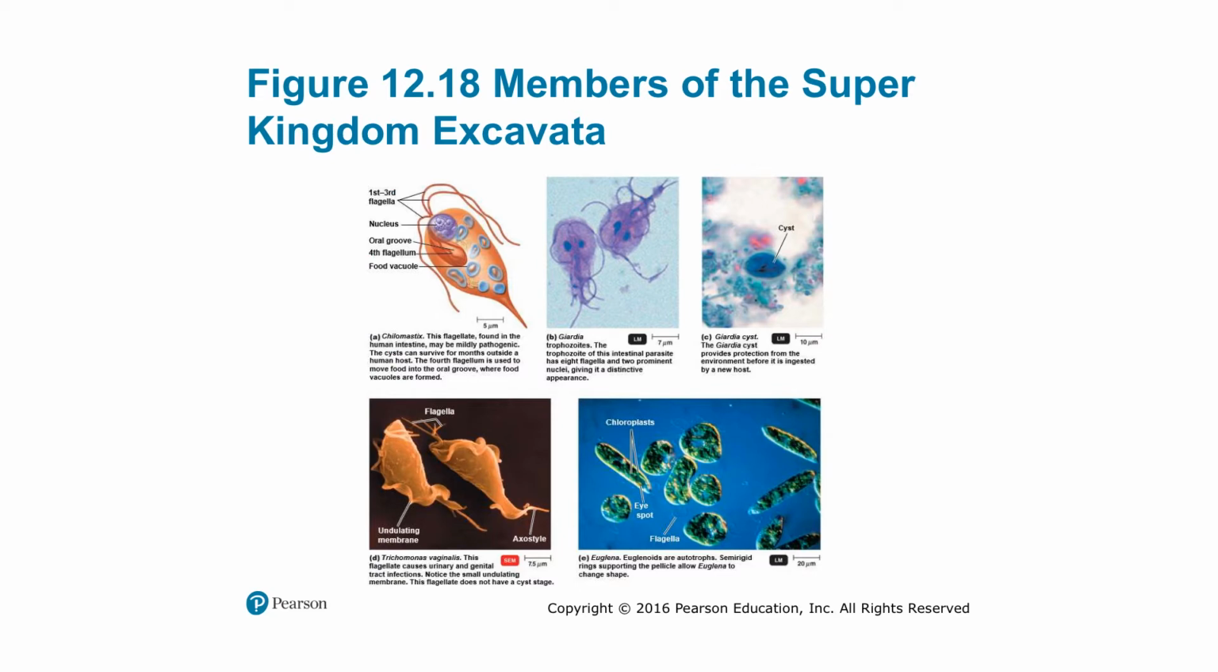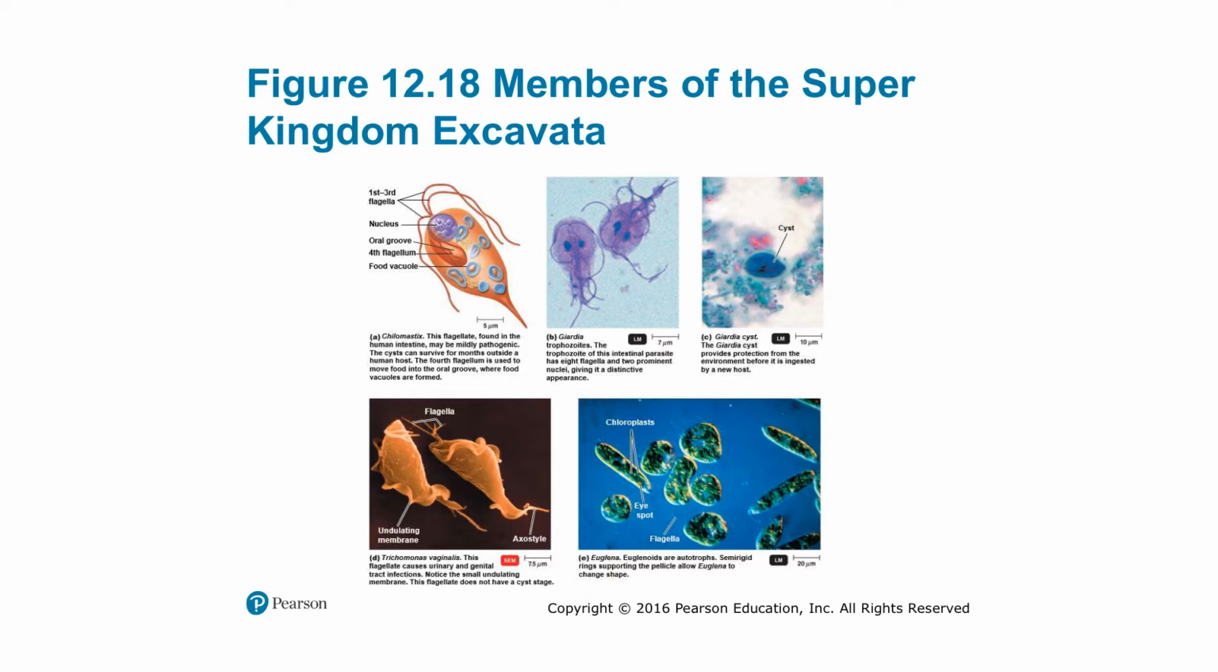And so here we can take a look at a couple of these. These are members of the superkingdom Excavata. And so the Chilomastix there in the top left, this one's found in the human intestine and can be mildly pathogenic. The cysts can survive for months outside the human host, and the fourth flagellum is used to move food into the oral groove where food vacuoles are formed.